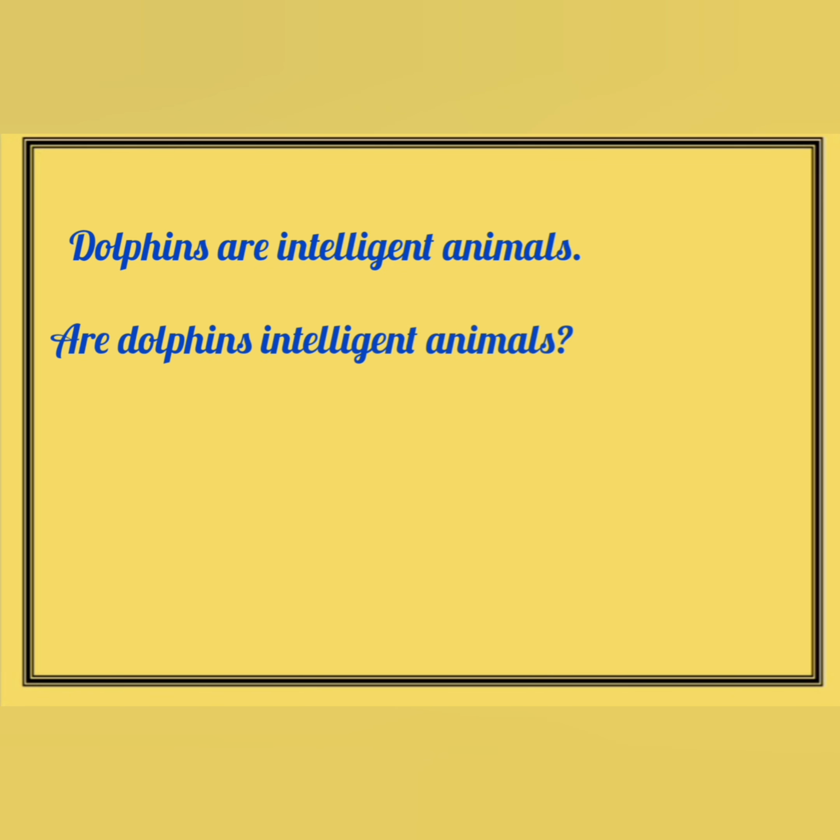Now look at the board once again. So sentence number 1 says, Dolphins are intelligent animals. Then number 2, Are dolphins intelligent animals? Then number 3, How intelligent dolphins are! So here you can see there are 3 types of sentences.